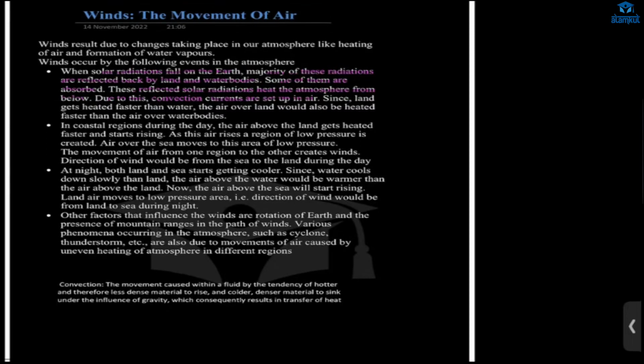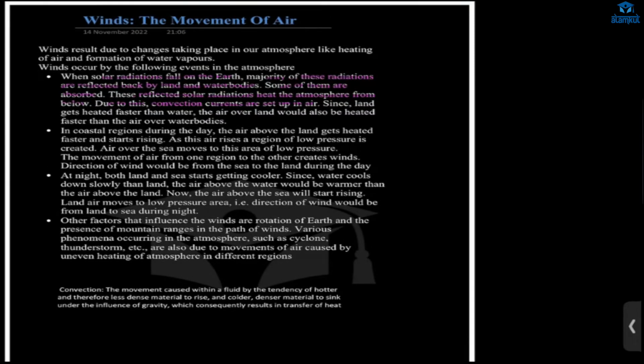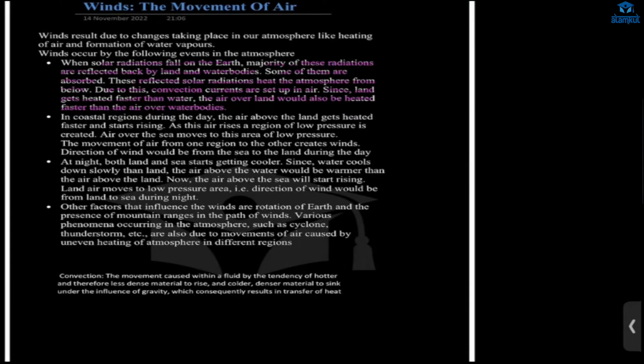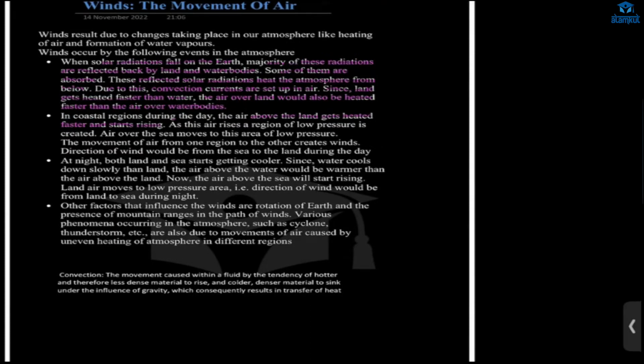This is the convection. Since the land gets heated faster than water, the air over the land would be heated faster than the air over the water bodies. See what is happening here in the coastal region during the day. The air above the land gets heated faster and starts rising. So during the day, what happens to the air above the land?